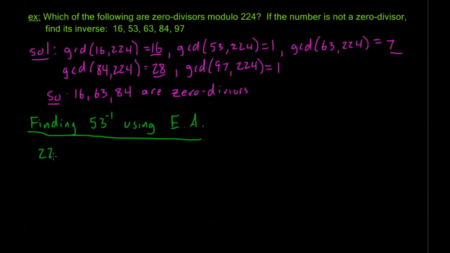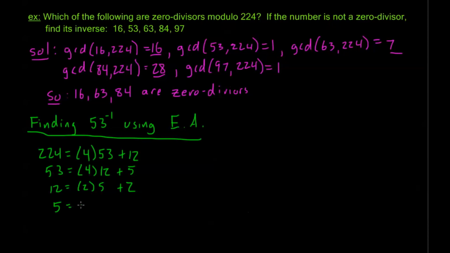But first, 224 is equal to 4 times 53 plus 12. 53 is equal to 4 times 12 plus 5. 12 is equal to 2 times 5 plus 2. 5 is equal to 2 times 2 plus 1, and of course 2 is equal to 2 times 1. This is actually going to be a little bit longer than we're used to, isn't it? But we knew the GCD was 1, so it does take us a little bit to get there.